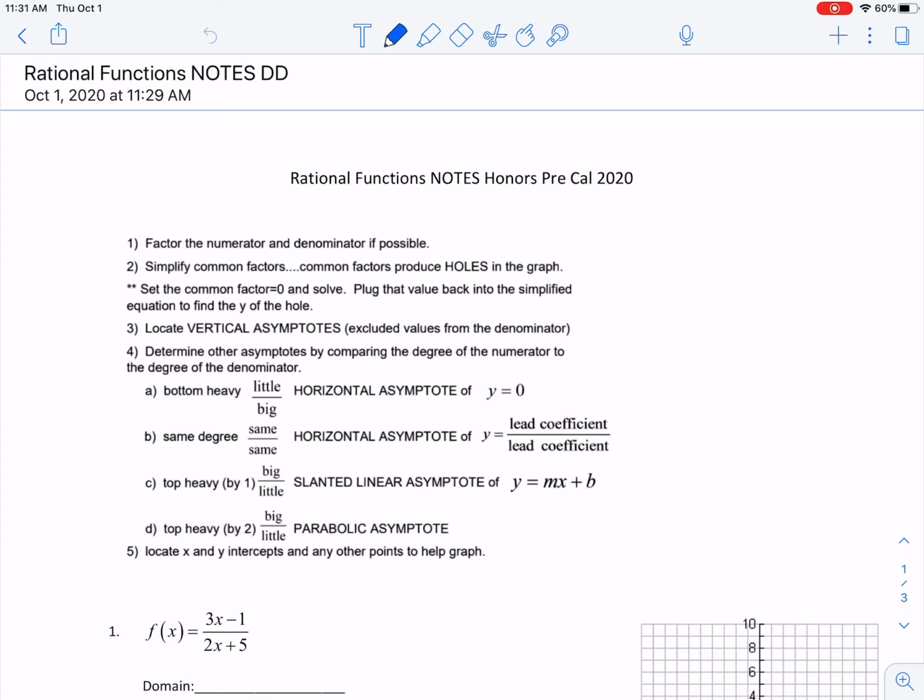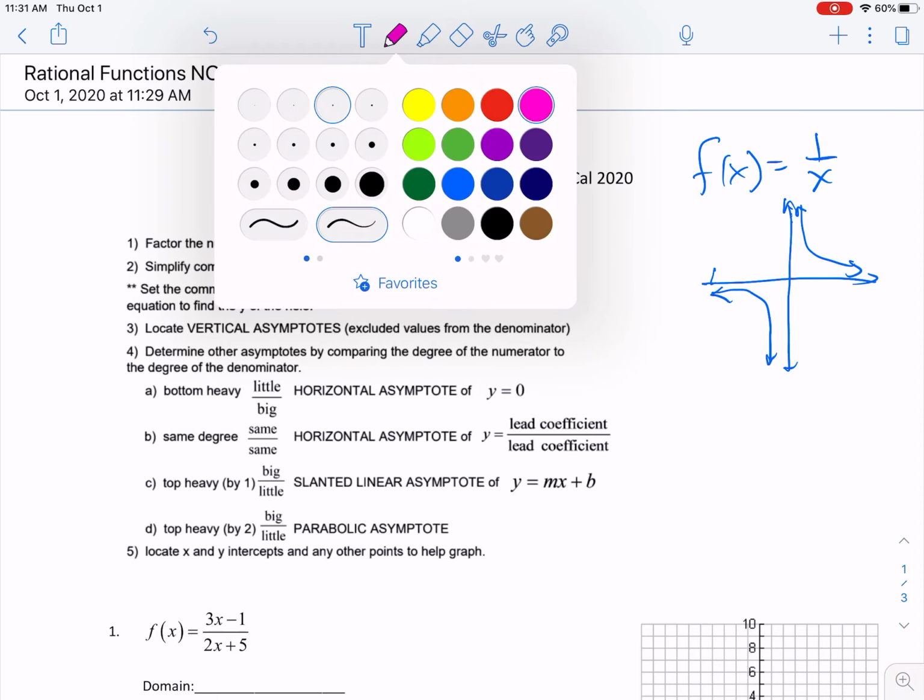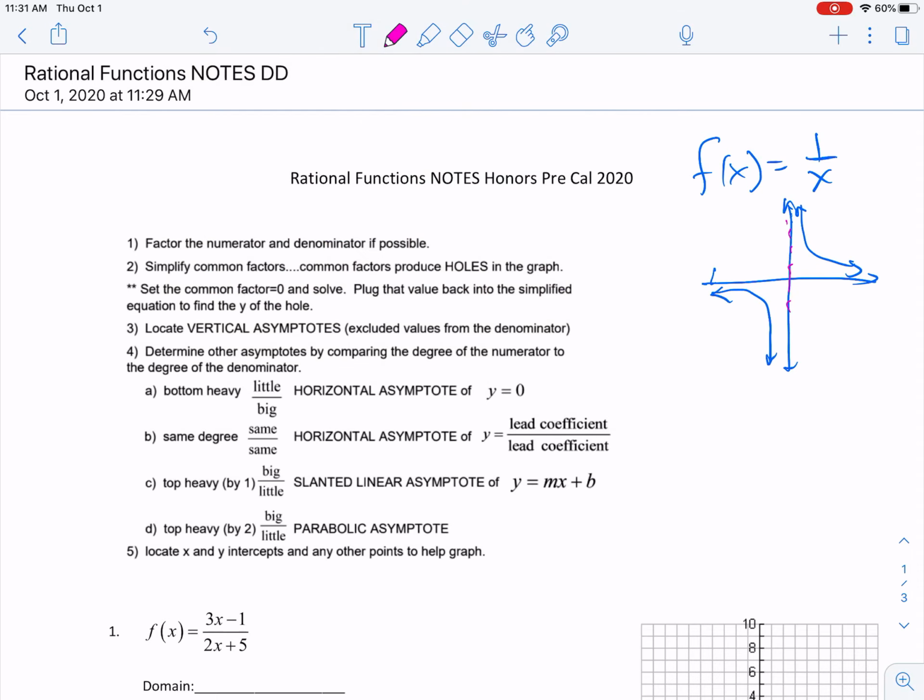Today we're going to learn about rational functions. Now the parent function is f of x equals 1 over x. And as you recall, that graph goes like this and like this. All right, it has a vertical asymptote at 0, and a horizontal one at 0.